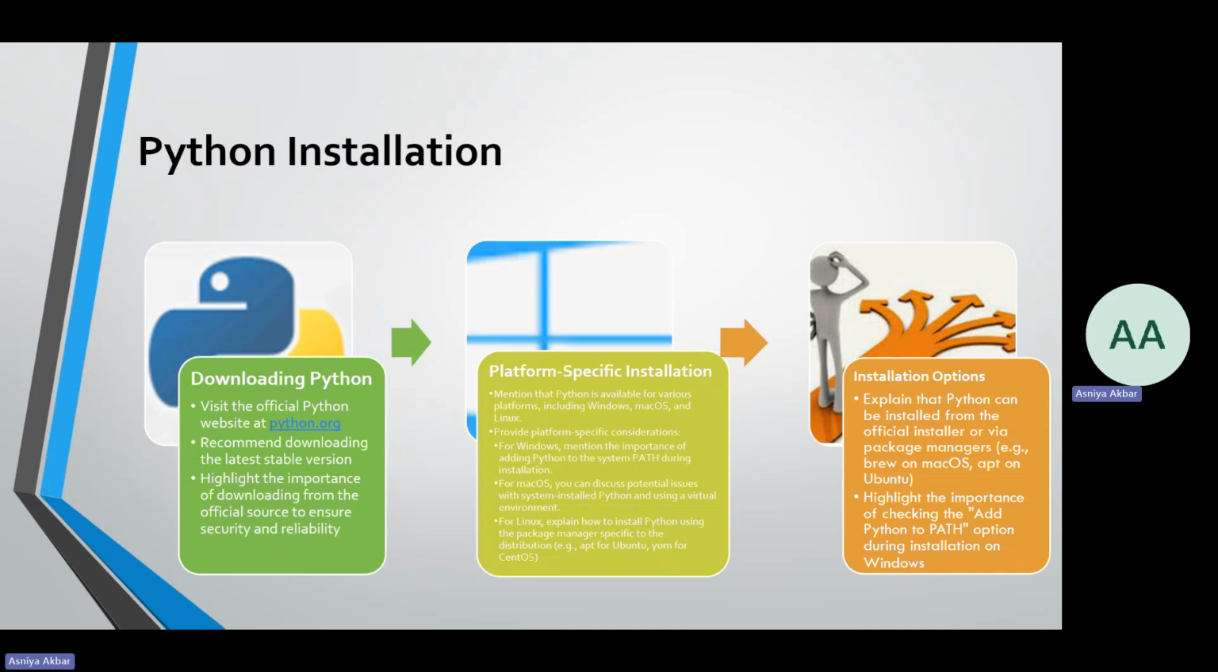Whenever you are downloading it on Windows, you need to select a particular option which is called adding Python to the system path. During the installation process, there's an option which says add Python to path. This adds the Python executable file to the system's path variable, allowing users to run Python commands from any command prompt without specifying the full path to the Python executable. Not adding Python to the path may require users to navigate to the Python installation directory every time they want to run a Python script or command, which is very inconvenient.